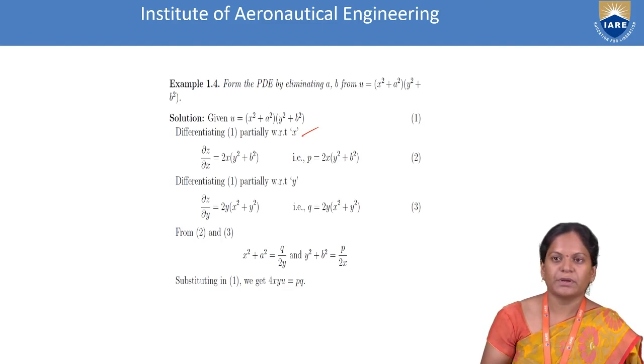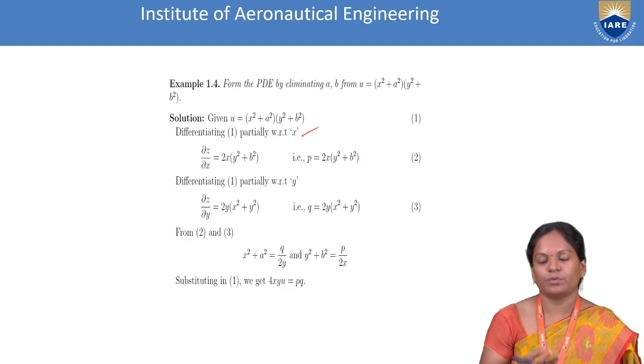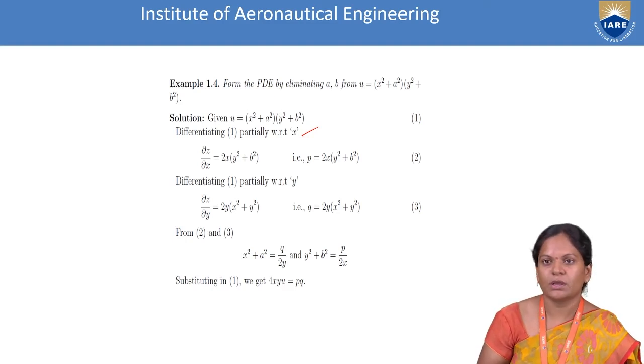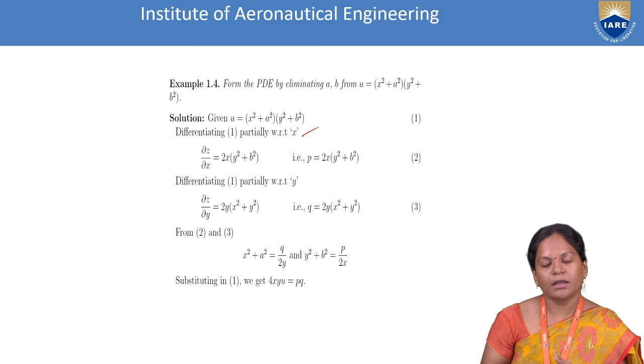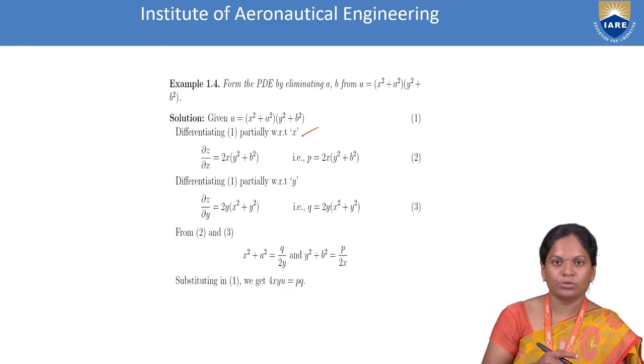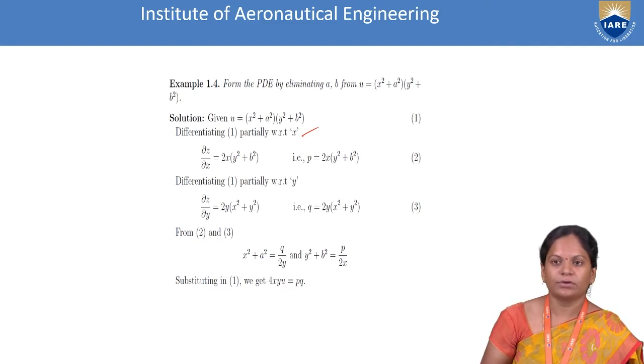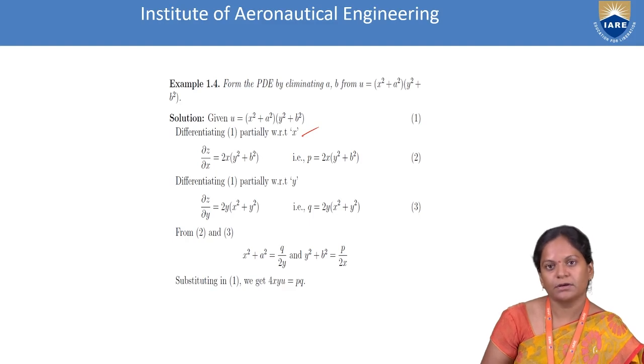If we take with respect to x, u or z. Sometimes they call u in terms of x and y, or z in terms of x and y. So for our convenience, I am taking dou z by dou x equal to x square becomes 2x and into (y square plus b square) as it is. No need to take differentiation of this term because y is a constant. Now similarly take with respect to y. If you take y, similarly x is constant. So the left hand side is dou z by dou y equal to 2y into (x square plus a square). So dou z by dou y is nothing but q.